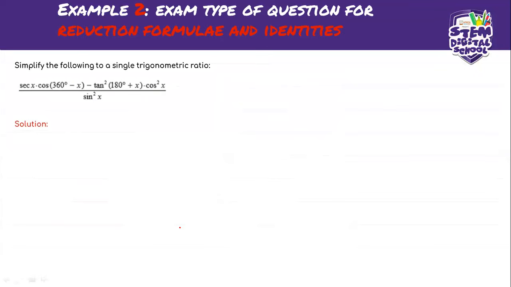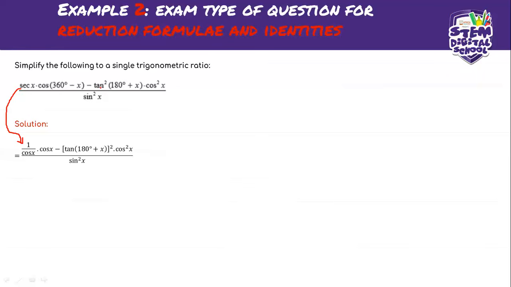Let's see the solution. The first step now: this is sec x. Instead of sec x, we are now having 1 over cos x. Reciprocal: sec x equals 1 over cos x. You get a mark for that. Just to change it from sec x to 1 over cos x is a mark. Then this one, reduction, cos into 360 minus gives us positive cos x.